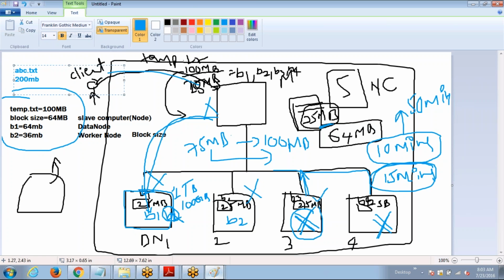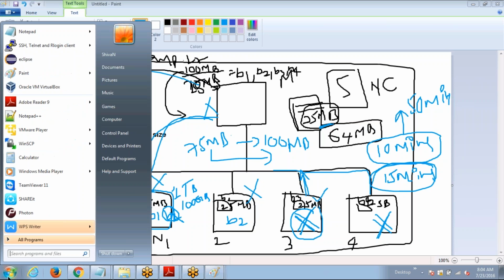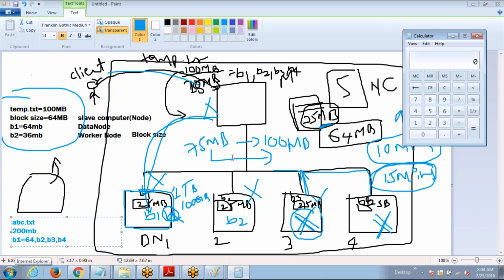How many blocks am I going to see? 4 blocks. Okay, excellent. Block 1 equal to 64. Probably let me put this one here. You can read here, block 1 equal to 64. Same way, block 2, block 3, block 4.